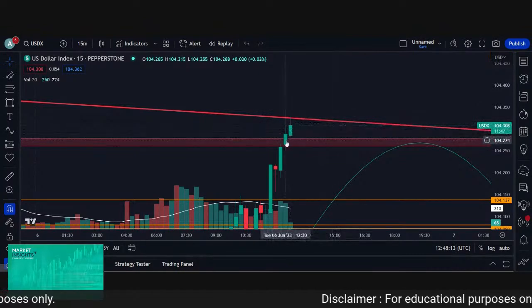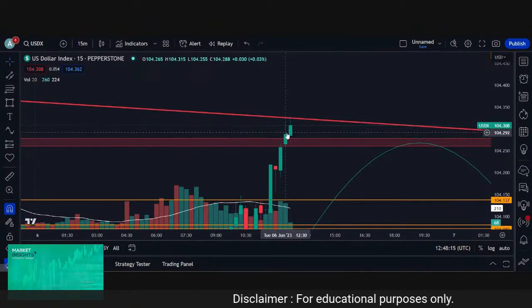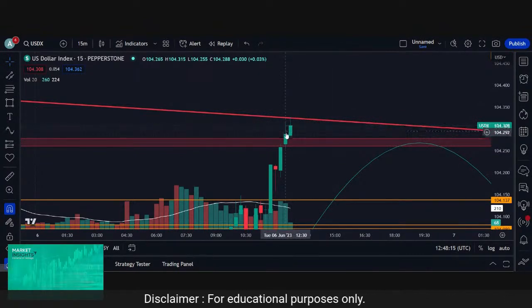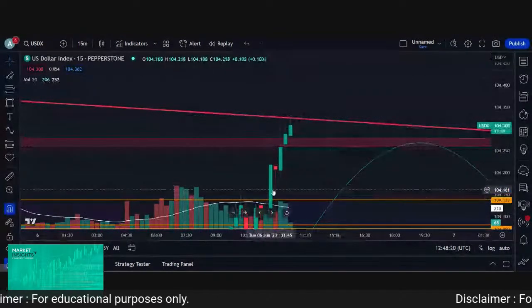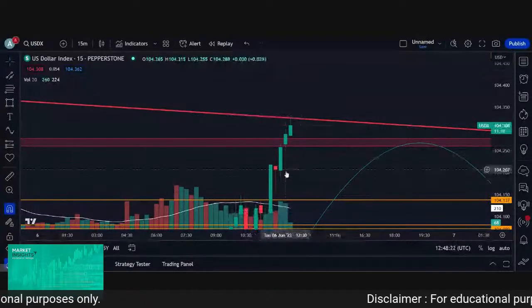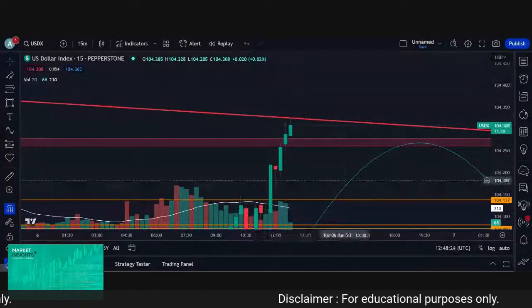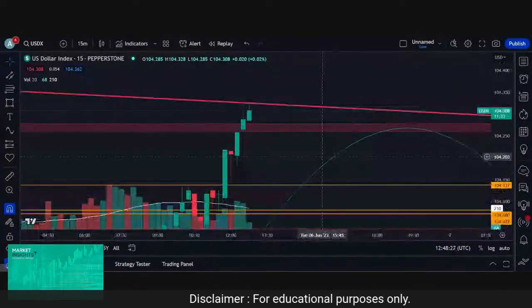This candle. Okay, this one is a good confirmation for bullishness, but still we don't know because the volumes have decreased. This is the scenario where we are standing. Let us see after some time.